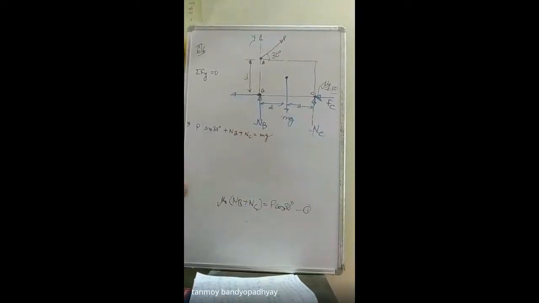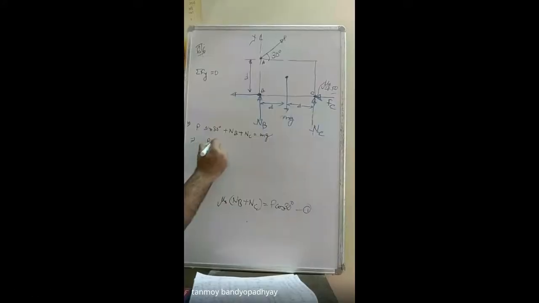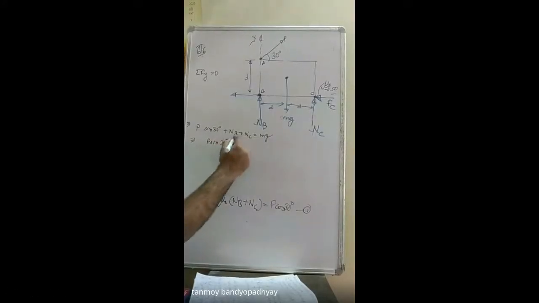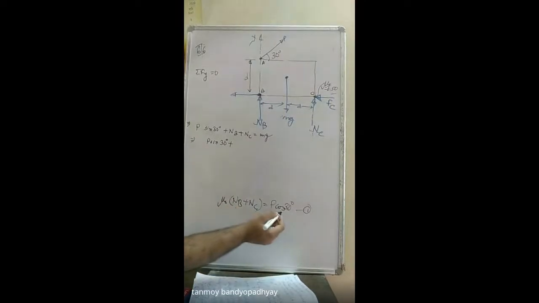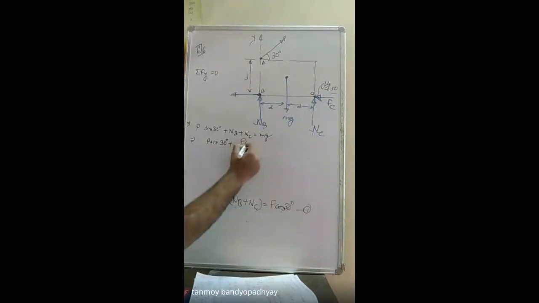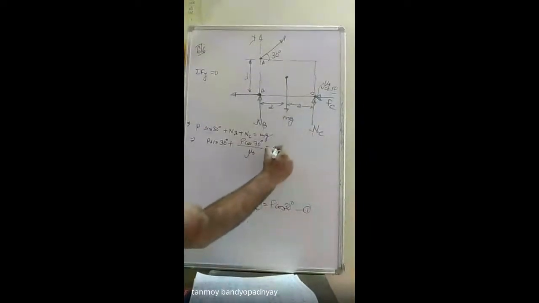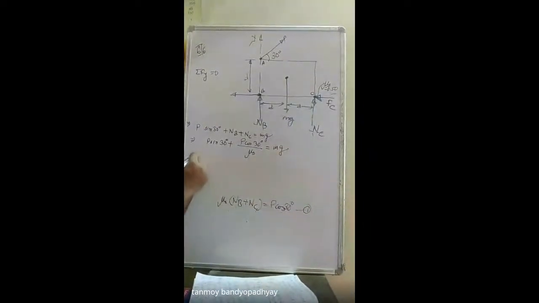Okay? Hello? Yes, sir. So we can write it as P sin 30 degree plus NB plus NC. So NB plus NC is P cos 30 by mu s. So it is P cos 30 degree divided by mu s, that is equal to mg.